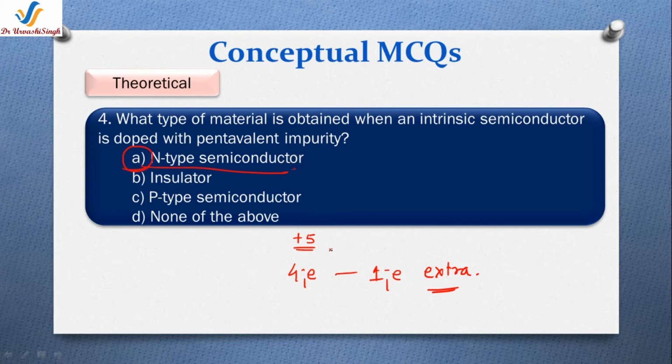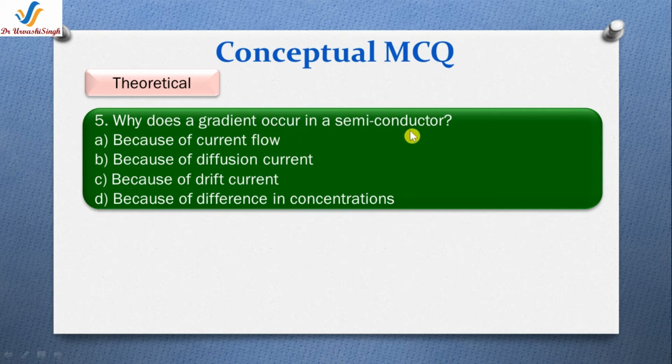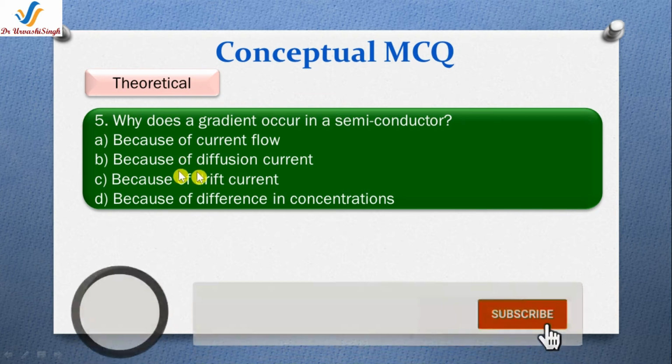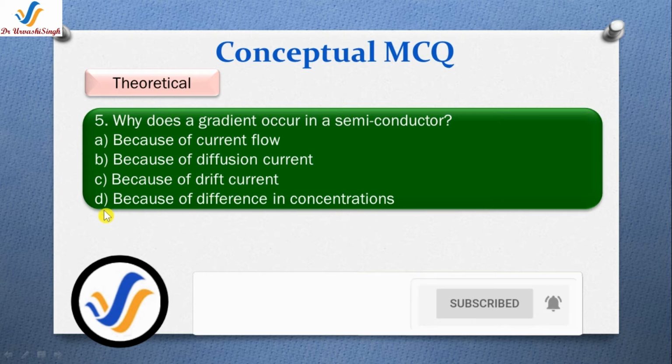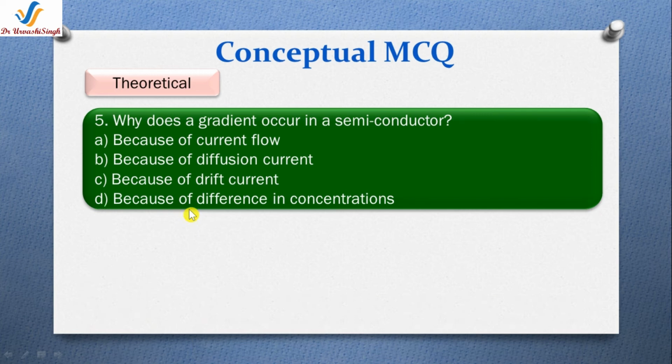Now the fifth question is, why does a gradient occur in a semiconductor? Options are because of current flow, because of diffusion current, because of drift current, or because of difference in the concentrations. So the answer is option D.